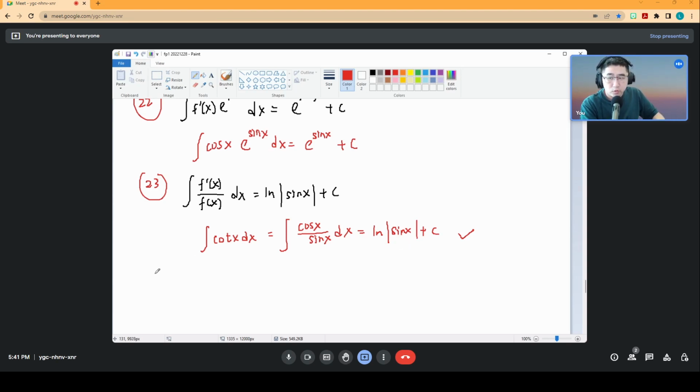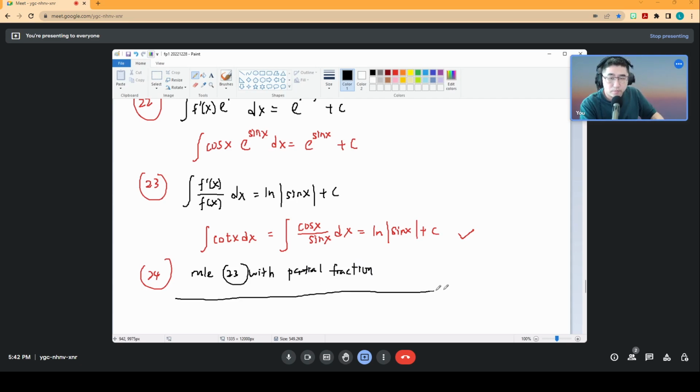Okay, then rule 24. We are still using this rule. It will be rule 23 with partial fraction. That means you are expected to know how to do partial fraction here. So this will be section C and D. I will let you do the exercises first, then you can actually see how things work. Okay, let's look at the questions.